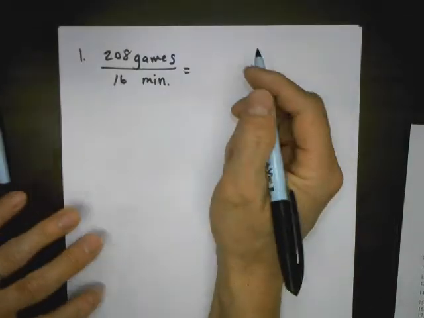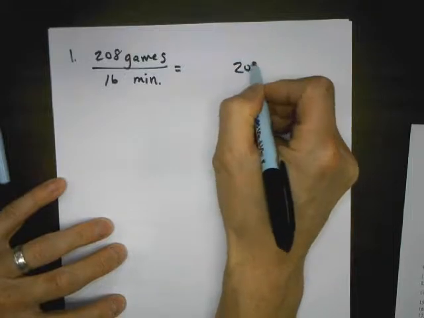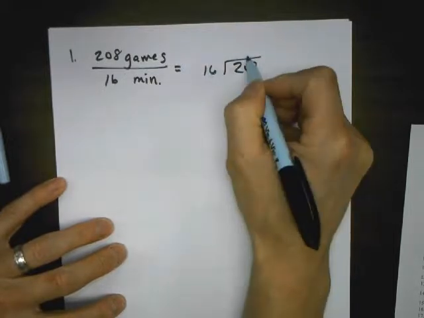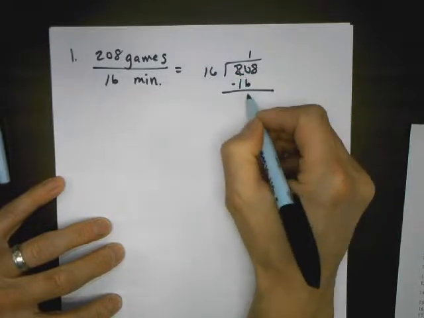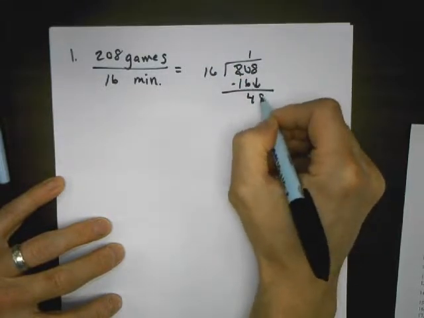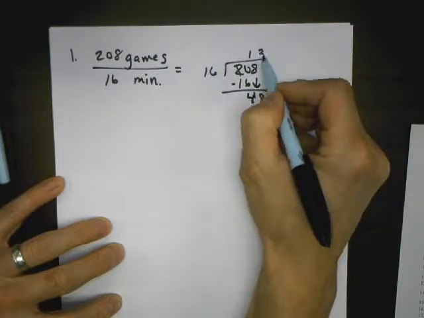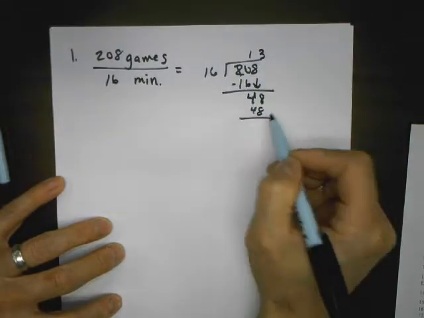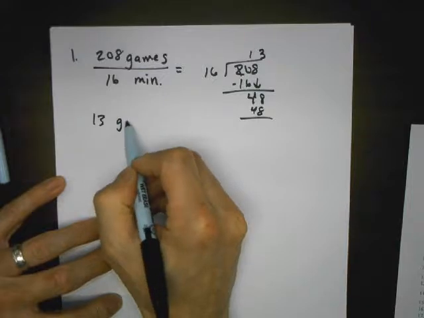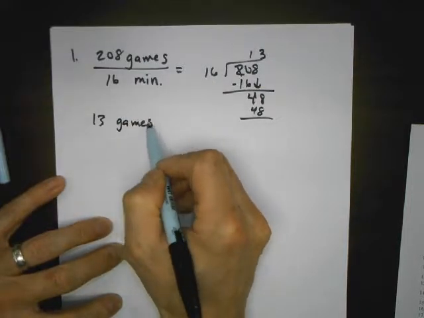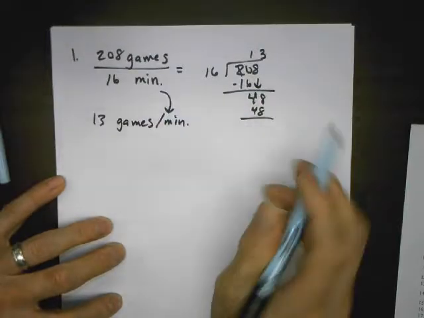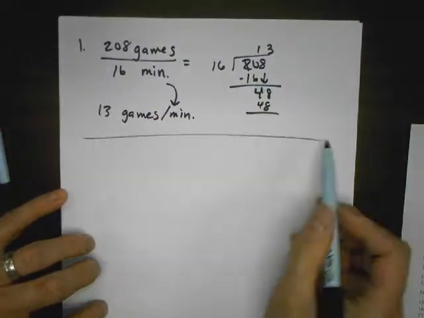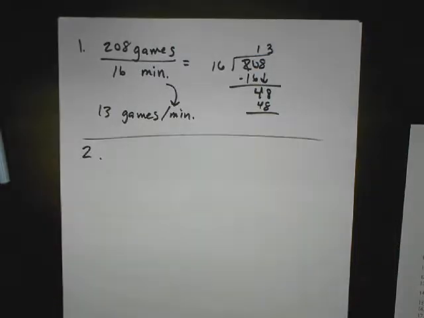How many games can he package per minute is a unit rate, so I just divide in and out. 16 goes into 20 one time. Subtract. Drop one digit down. 16 goes into 48 3 times. And the answer is 13 games, whatever's on top, per minute. Whatever's on the bottom, it's each per each one of these. That's what they mean by unit, 1 unit. Okay, so number 1 is 13 games per minute.